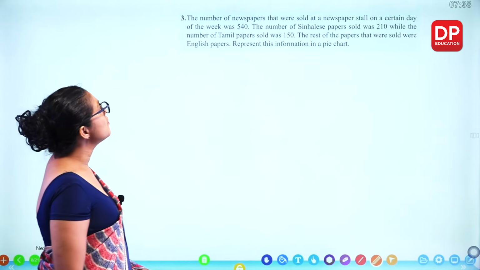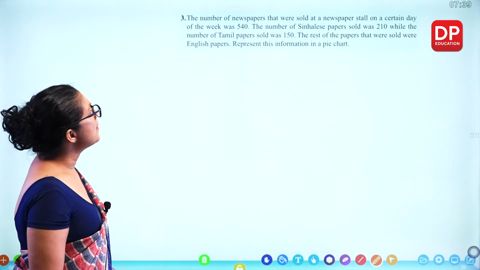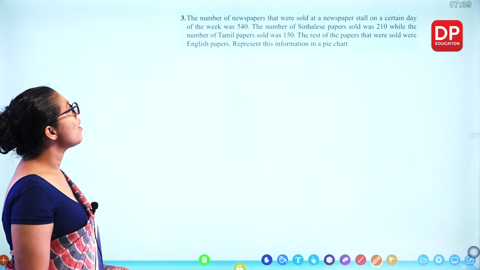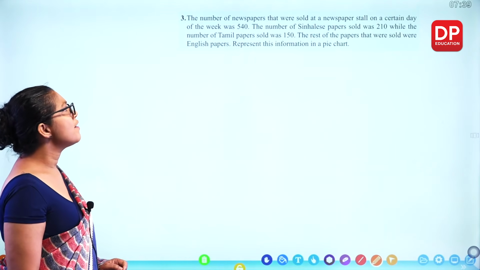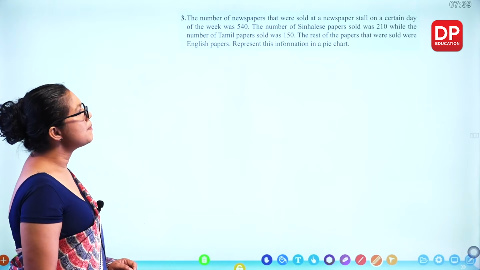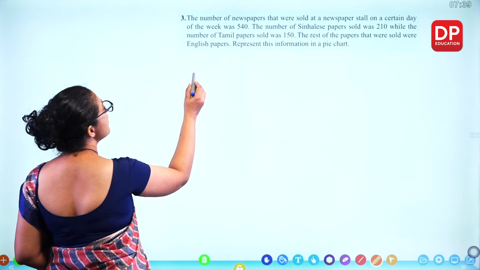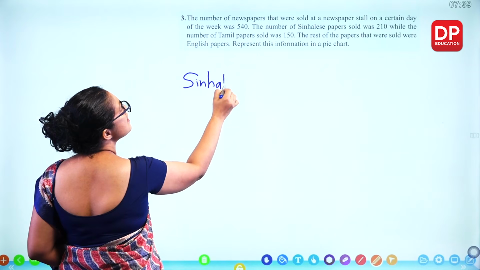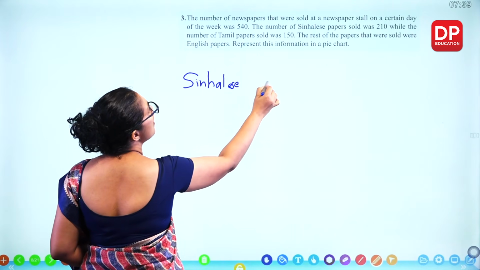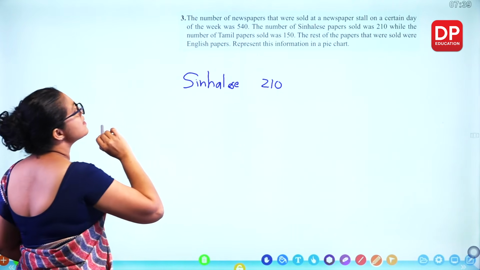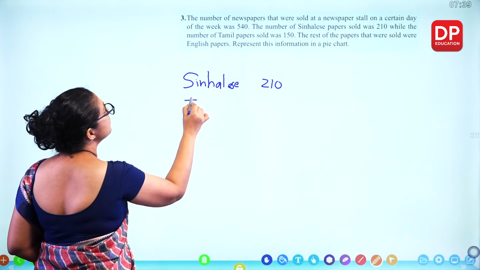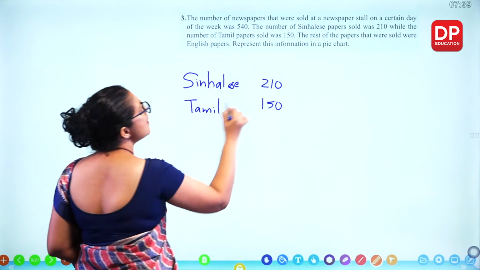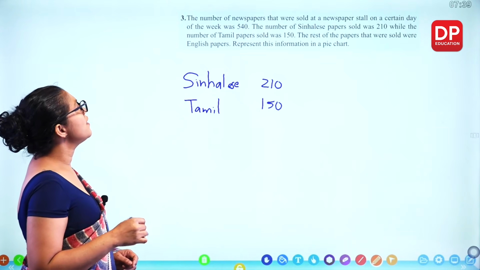Now we'll take the third one. The number of newspapers that were sold at a newspaper stall on a certain day of the week was 540. The number of Sinhalese papers sold was 210. So we'll mark this information first. Sinhalese papers 210 and the Tamil papers 150. The rest of the papers that were sold were English papers.